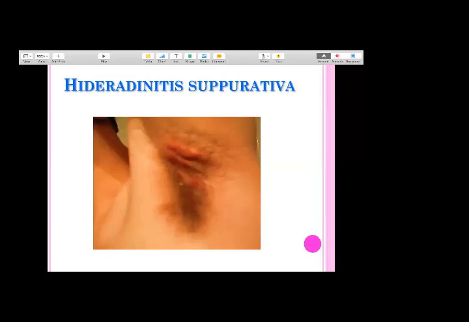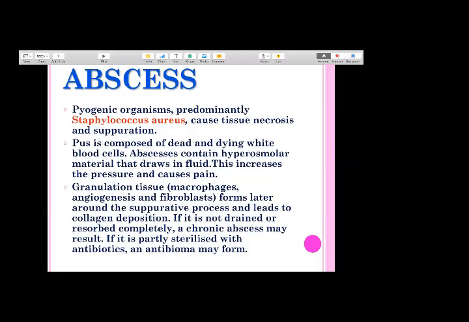This is hidradenitis suppurativa, commonly seen in axillary regions, involving the apocrine glands in the armpits. So abscess, like we said, is caused by a pyogenic organism. You get predominantly Staphylococcus aureus, obviously, and it causes tissue necrosis along with suppuration. Pus is composed of dead and dying white blood cells. Abscesses contain fibrin, osmolar material that draws the fluid in.